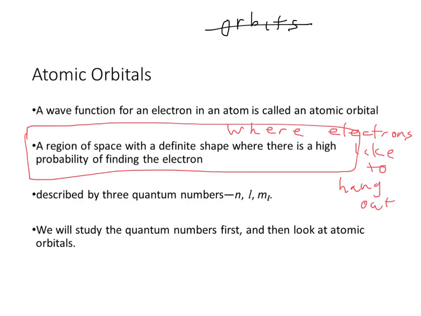We're going to describe atomic orbitals using 3 quantum numbers. Each of these quantum numbers is representative of a different property of the orbital. We've already met one of these quantum numbers.